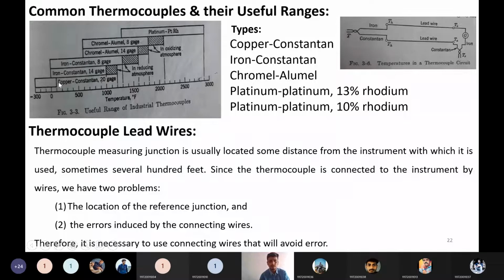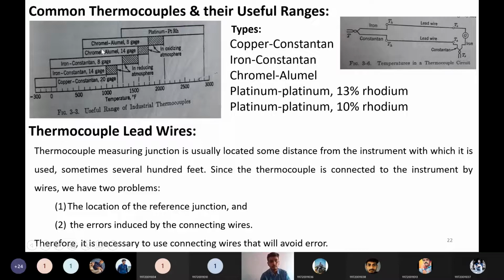The first type of thermocouple with a 20 gauge, we can use from nearly minus 300 degrees Fahrenheit to positive 100 degrees Fahrenheit. Within this temperature range the first thermocouple can be preferred. And iron constantan, we can use from 0 degrees Fahrenheit up to 1200 degrees Fahrenheit, iron constantan 14 gauge. Decreasing the gauge number means increasing the thickness of that particular wire. If you decrease the gauge number, that is iron constantan 8 gauge, then you can use this type of thermocouple from 0 degrees Fahrenheit to around 1600 degrees Fahrenheit. So you can extend the range of this thermocouple.